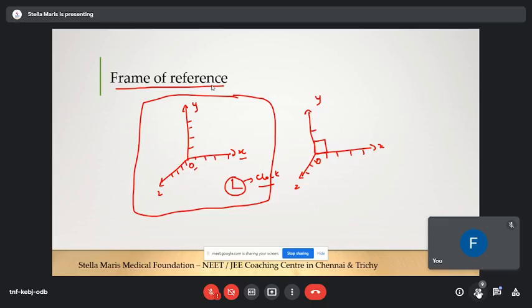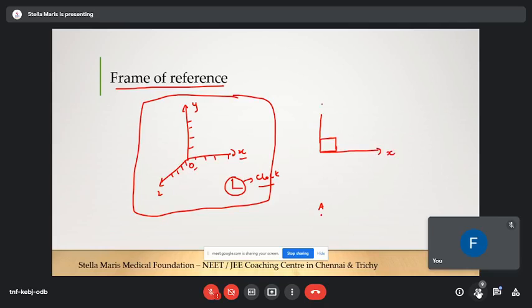Okay, so what can we say about this object? Let's say at 0 seconds it has been here, and at 3 seconds it has come here. How can we describe this motion of this object? The object has traveled along the x coordinates. Yes, the position of the object is changing along the x-axis. Why are we saying it is changing along the x-axis? Because there is a change in the x coordinate.